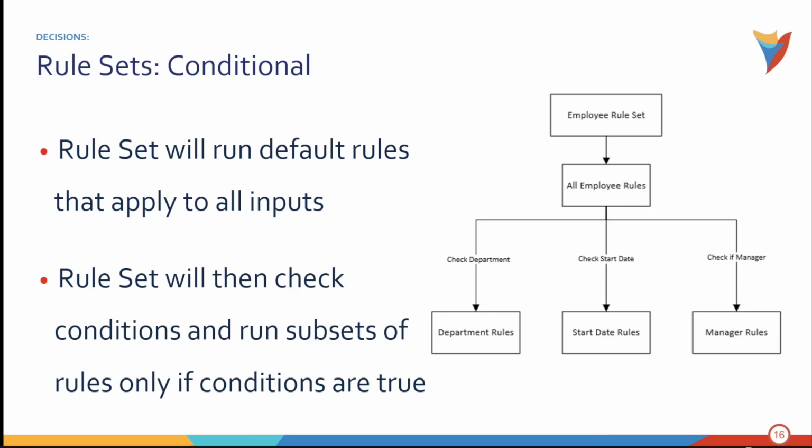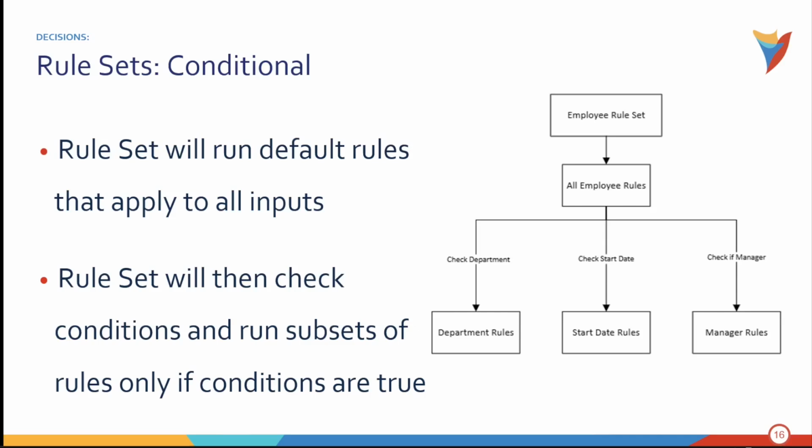So you'll still be able to set default rules that apply to all employees. But then after that rule runs, you may say, okay, now that I've checked all the main rules that I want to check, I want to check a couple important aspects of this employee to see if there's additional rules I need to run. So maybe I need to check if that employee's in the training department, I want to check another subset of rules. If they are, I'm going to check those rules and then move on. If they're not in the training department, I'm going to skip those rules and then move on.